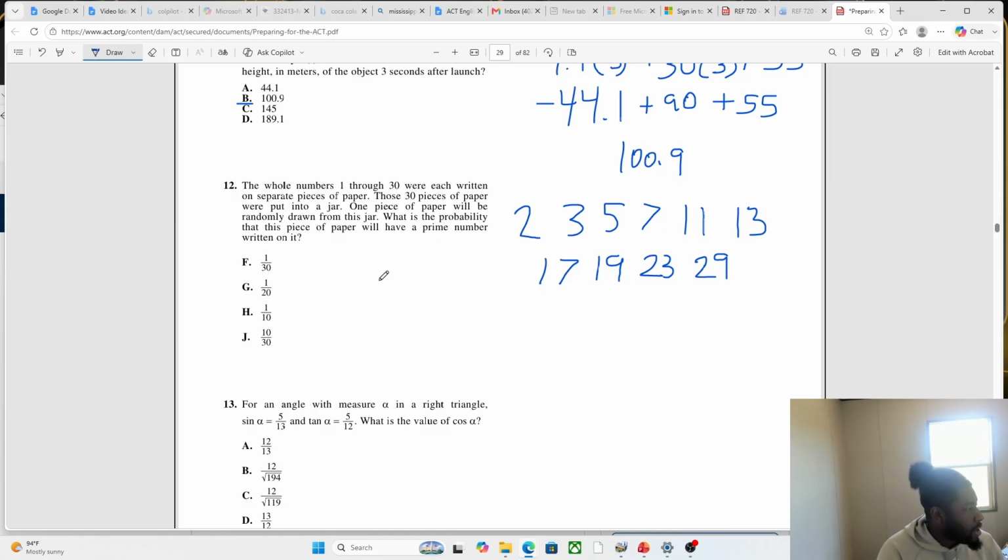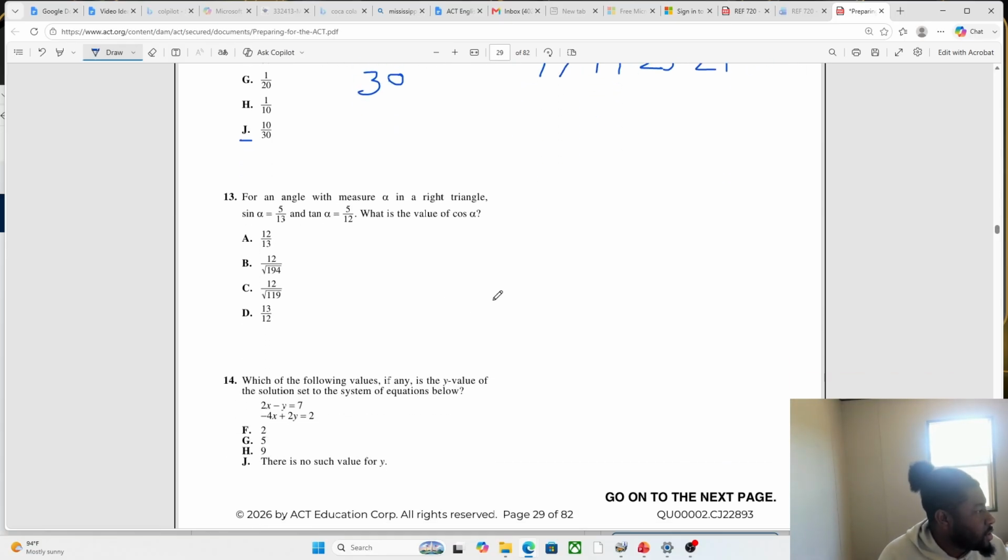So probability is 10. Probability is always what you're looking for, the desired outcome, so 10 over the total, which is 30. So it's also another good note to take. Probability equals desired outcome over total outcome. Oh, yeah, that's the answer.